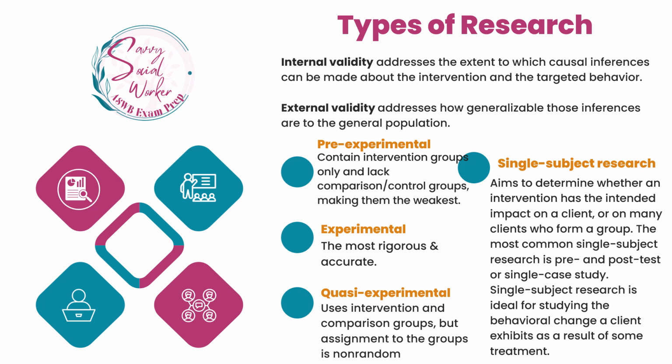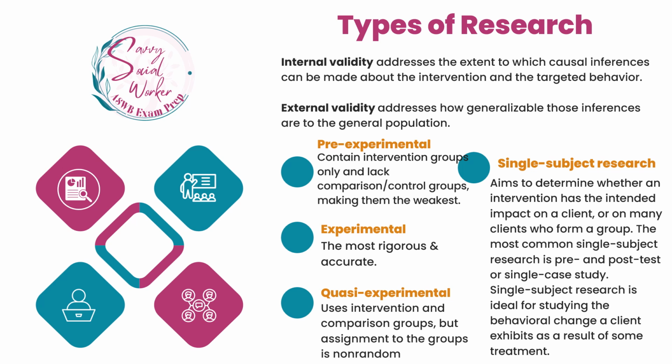Now, the types of research. We have pre-experimental, which contain intervention groups only, and they lack comparison and control groups, making them the weakest. So a pre-experimental type of research is going to be the weakest because it doesn't have a comparison or a control group. Then we have an experimental type of research, or you can call it a true experimental type of research. This is the most rigorous and it is the most accurate because it does have control and comparison groups.